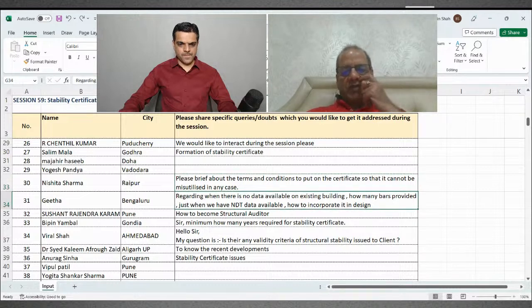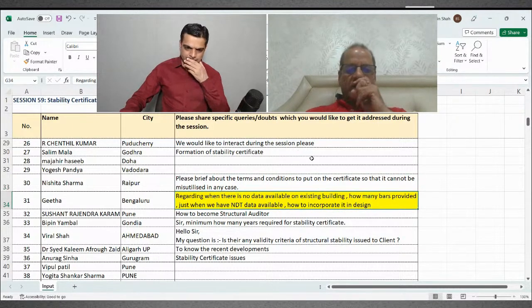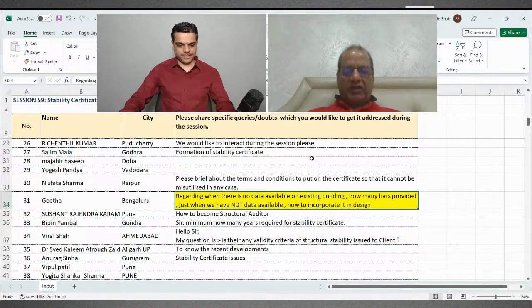Regarding when there is no data available on existing building, how many bars provided? This is a different topic altogether, so maybe we'll take it some other time. How to become a structural auditor?